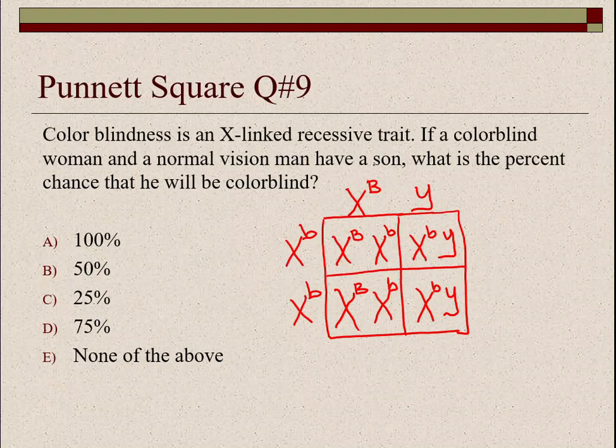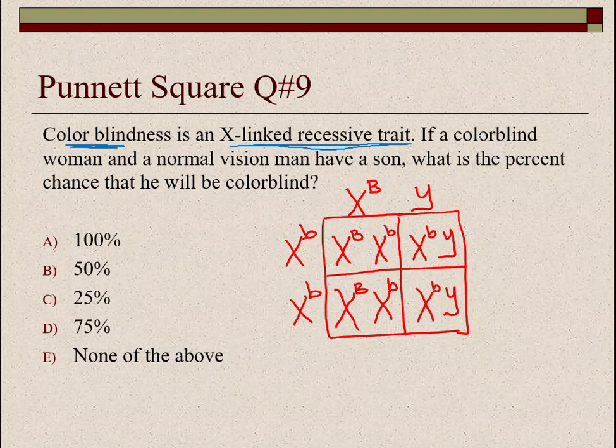So here's a Punnett square question that we can do. Color blindness is X-linked recessive. So for someone to be colorblind, if it's a female, they need two copies of the recessive allele. If it's a male, they just need one copy because they only have one X chromosome. So the question stem says, if a colorblind woman and a normal vision man have a son, what is the percent chance that he will be colorblind?